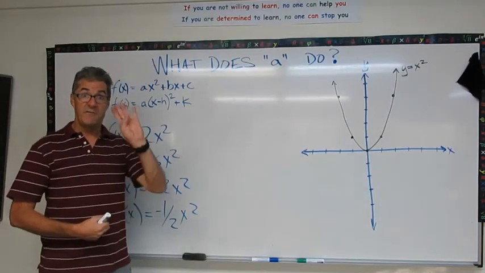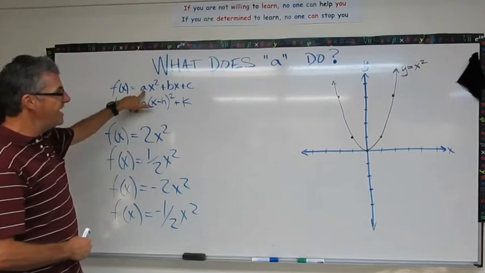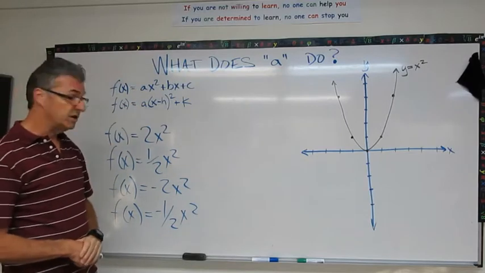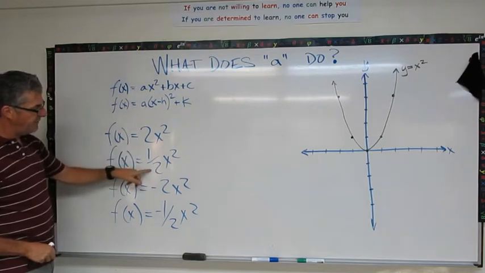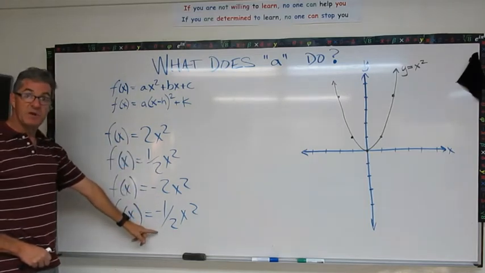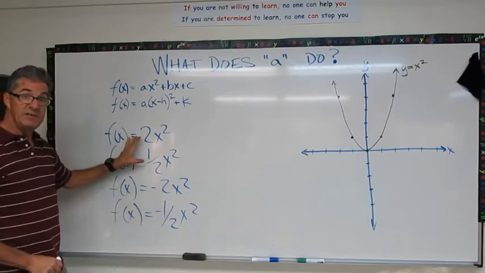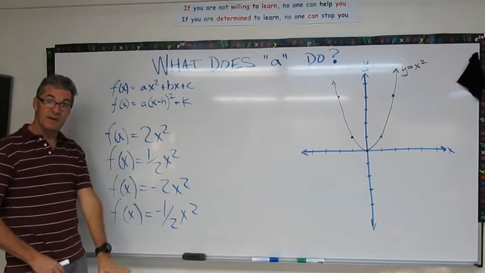Okay, let's look at four graphs that are going to tease out the relationship between a and how the graph actually looks. My four functions: 2x squared, 1/2 x squared, minus 2x squared, and minus 1/2 x squared. So these first two are positive. We know the parabola is going to open up. These two are negative. The parabola is going to open down.